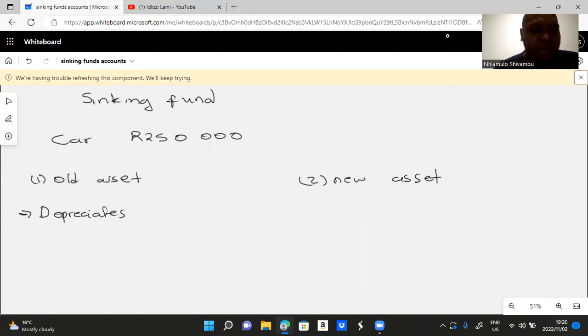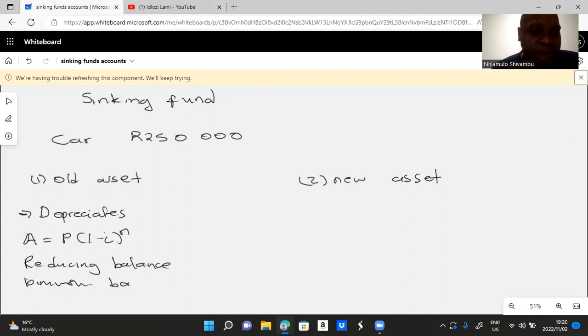And then the formulas for depreciation that we use are the compound decay formula and the simple decay formula. So to calculate the value of the car after it has lost value, we use A = P(1 - i)^n. So this is the depreciation of the old vehicle according to the reducing balance method. So they call it the reducing balance method, or they call it the diminishing balance method, right? So these are the depreciation of the old asset.